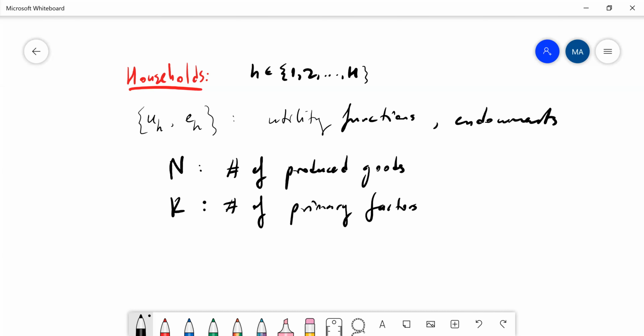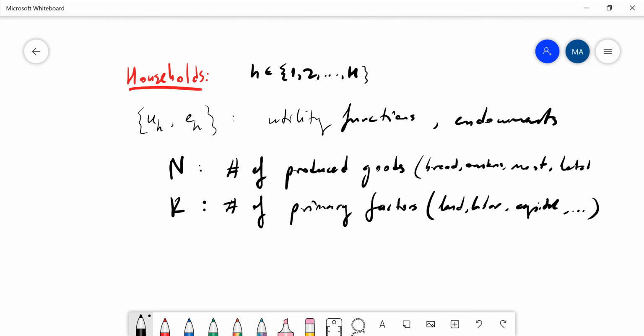So in our earlier example, primary factors are land, labor, capital, etc. And these are bread, onions, meat, ketchup, etc. Okay, so these are the numbers: H households, N produced goods, and K primary factors, right?